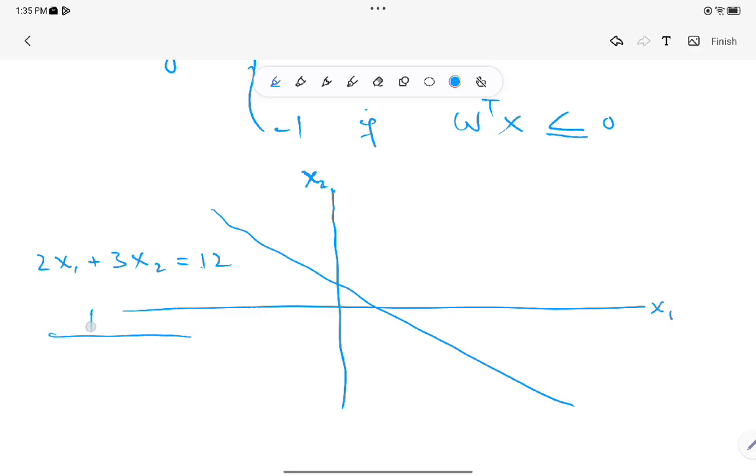For example, give a value to x1 and you will get some value of x2. Put x1 equal to 0. Then this term will go, because x1 is 0, and you are left with 3x2 equal to 12. That gives us x2 is equal to 12 by 3. Three 4s are 12.